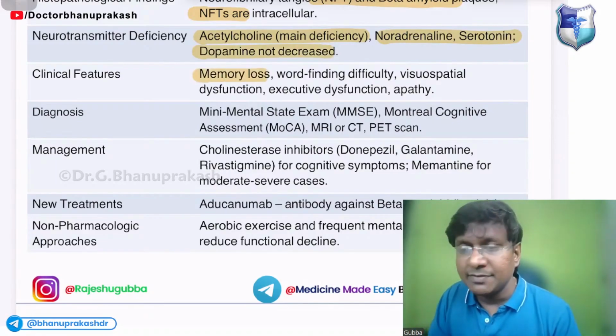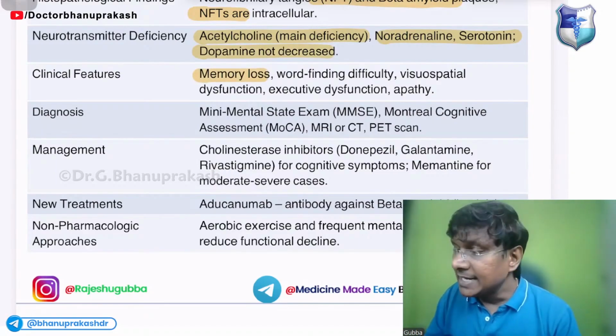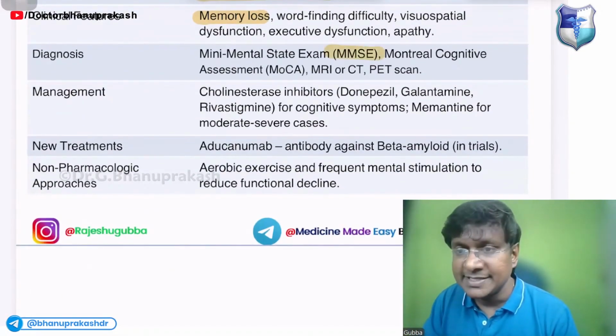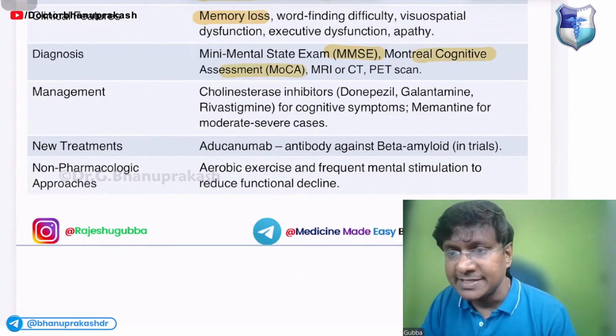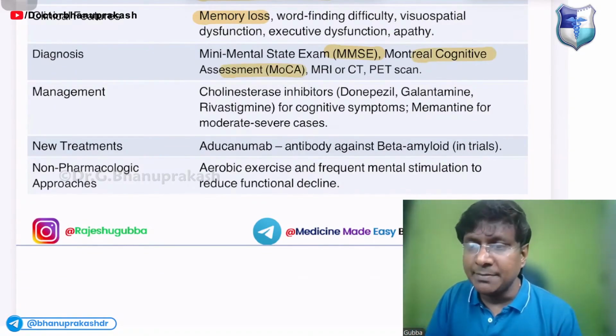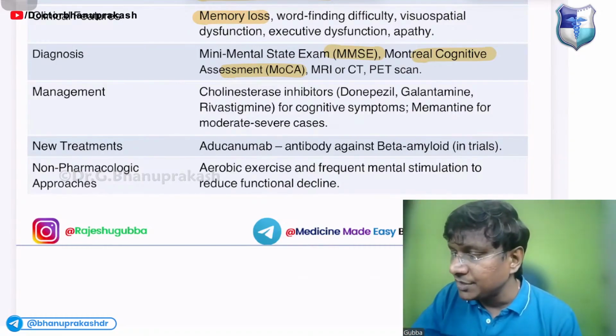And clinical features will be in the form of memory loss, and there will be difficulty in word finding. And how will you diagnose? That is by MMSE, the Mini Mental State Examination. Or you have other scoring systems, that is Montreal Cognitive Assessment, MoCA. Or you need to do MRI or PET in order to look for the presence of any structural pathologies. Okay. And what is the treatment that you need to give?